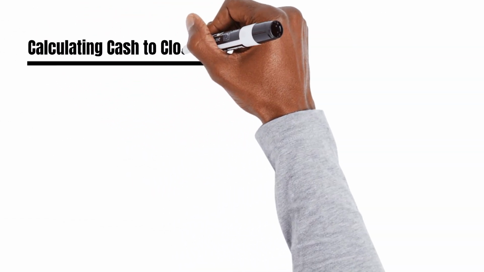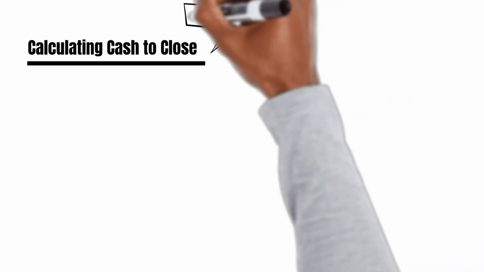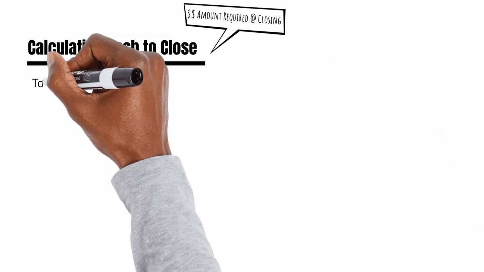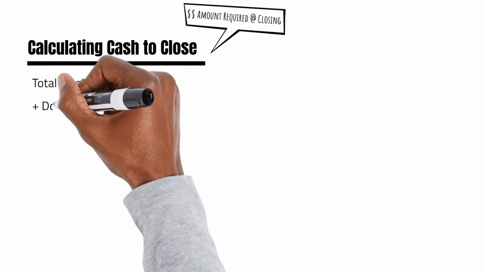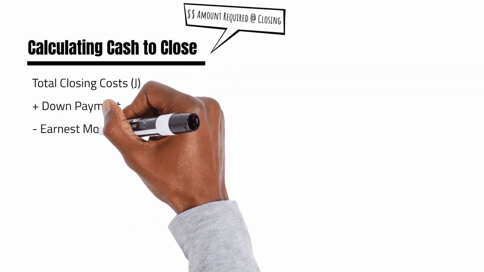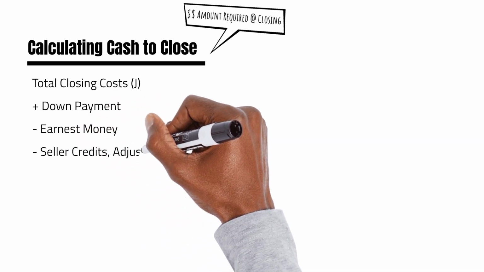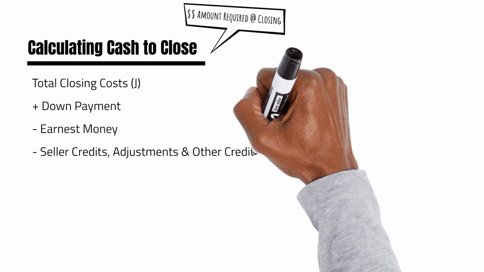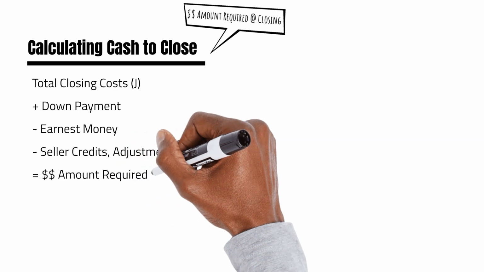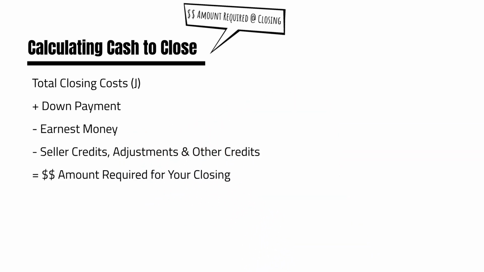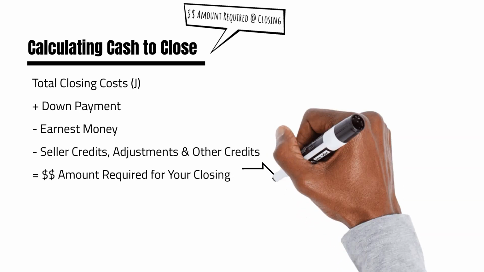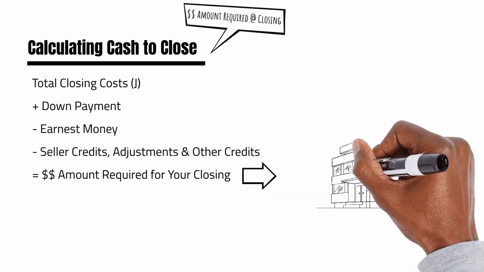Now, calculating cash to close is going to break down your overall amount of funds that you're required to bring for your closing. So it's going to add up your total closing costs in addition to your down payment. It'll subtract the earnest money that you've already contributed to the deal, in addition to any other type of credits or rebates that you're getting on the deal. Things like seller concessions if it's applicable, real estate agent rebates, any other adjustments that come from prorations from the seller in taxes and things like that.